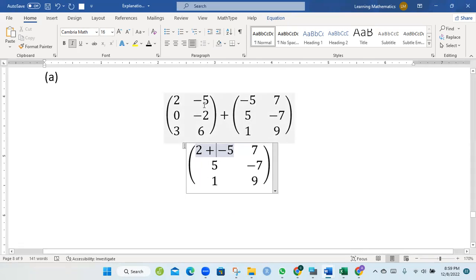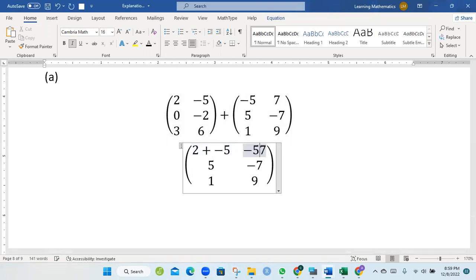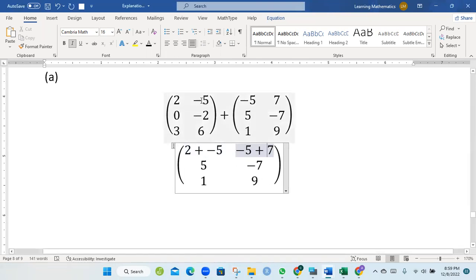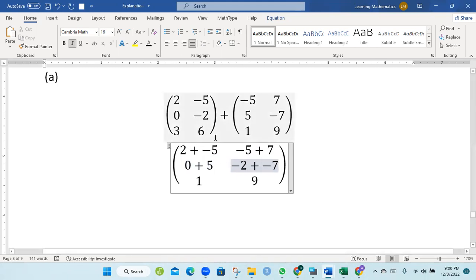And then we have -5 plus 7. Then 0 plus 5. Then we have -2 plus -7. Then we have 3 plus 1. And then we have 6 plus 9.